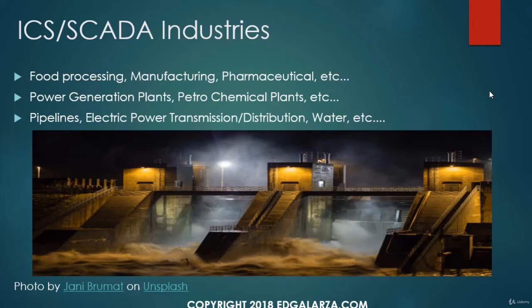When we're talking about ICS/SCADA, there's various industries that use these technologies. For example, food processing. You can have a food processing plant that's creating a juice. And that juice needs a certain amount of ingredients to be mixed at a specific time, or it also needs to be mixed at a certain temperature. You would use ICS to do that.